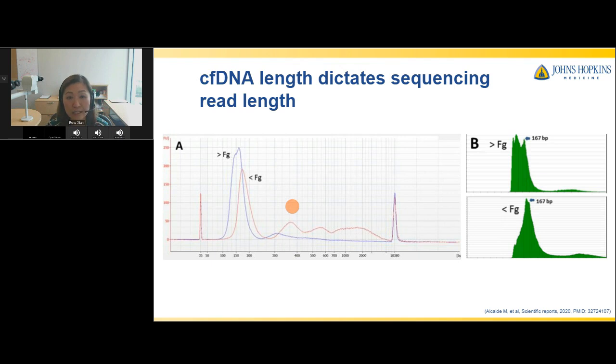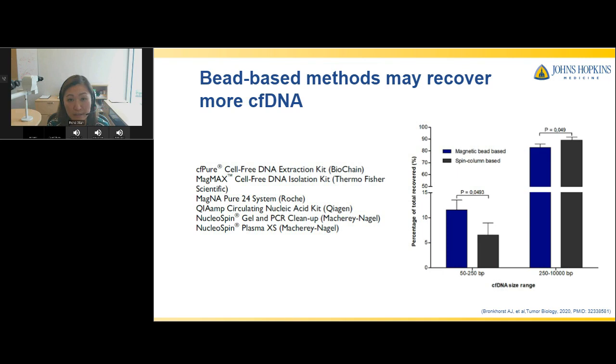And that's reflected in the lengths of the inserts from hybrid capture sequencing. On the right panel, you can see that the blue tracing corresponds to much more abundant short fragments in sequencing, whereas the patient with the more abundant dinucleosomal molecules had larger insert sizes. So knowing that cfDNA length likely dictates the sequencing read length, our group set out to see if longer cfDNA molecules could be enriched during the DNA extraction process.